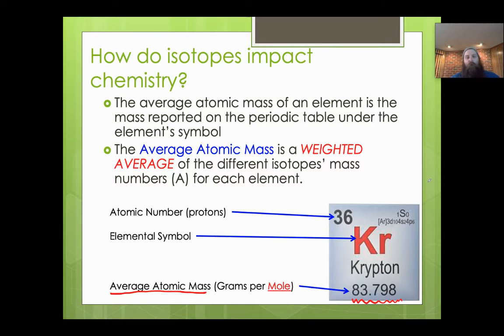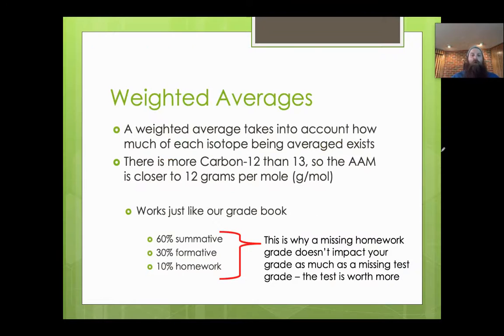But here's the thing. Since I have some isotopes that weigh X and some other isotopes that weigh Y, how can I give an accurate measurement for krypton if I don't account for the fact that there is, say, a greater percentage of X in the universe compared to that Y isotope? So the average atomic mass is actually a weighted average of the different isotopes based on what we call their percent abundance. A weighted average takes into account the overall percentage of what exists in order to weight certain isotopes greater than other isotopes.